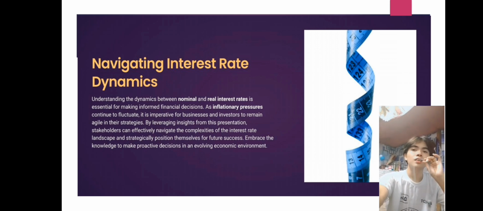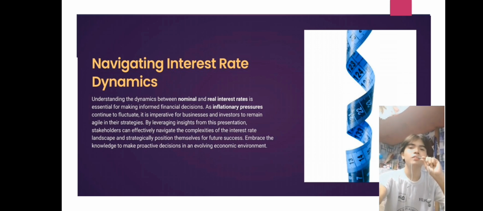By learning from this presentation, they gain valuable insight into how interest rates behave, helping them manage risk and spot opportunities. In short, staying informed about interest rate trends allows decision makers to plan ahead, protect their money, and take advantage of economic changes rather than being caught off guard. The key is to use this knowledge to stay one step ahead in a constantly changing financial environment.